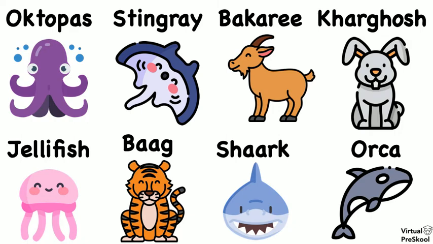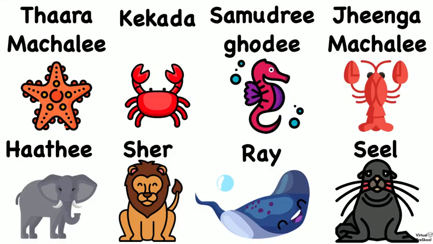Khargosh. Jellyfish in Hindi is jellyfish. That's an easy one. Tiger in Hindi is bagh. Shark in Hindi is shark, another easy one. And orca also is an easy one. Orca is orca. Let's look at a few more. What about starfish? Starfish in Hindi is tara machli. Just so you know, that's a literal translation. Tara is how we say star, and machli is how we say fish. So a starfish is a combo of the two words, tara machli.